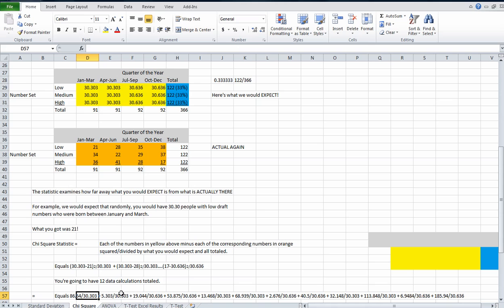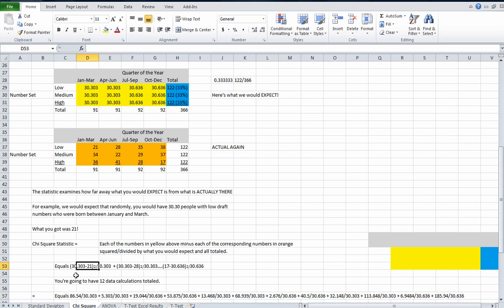Squared divided by 30.303. Now, what if this number, the difference between what you would have expected and what you got, was much lower? So it was very close. So if it were 30.303 minus 30, the number that you would square would be much smaller, and thus as a percentage of what you would have expected would be much smaller. So this number would be more like 1 divided by 30.303. And when you added it all up, you would get a much smaller statistic. So the bigger the differences between what you would have expected and what you got, the bigger your actual number that's totaled actually is. So for each one of these, I created the statistic for you.